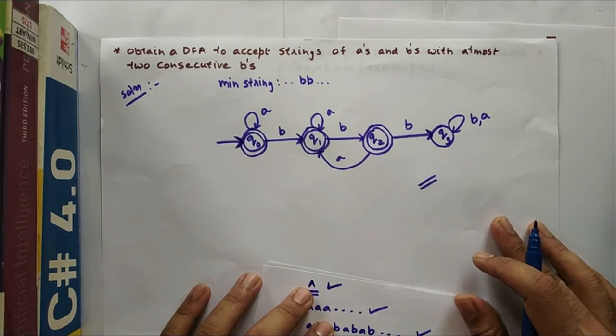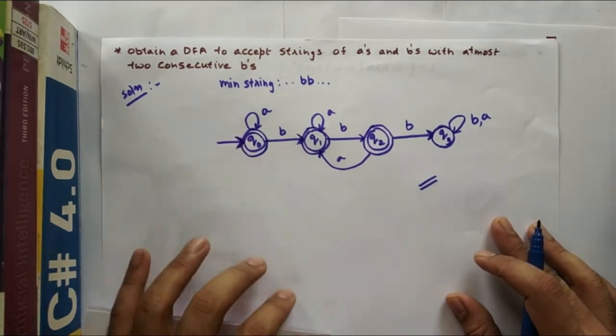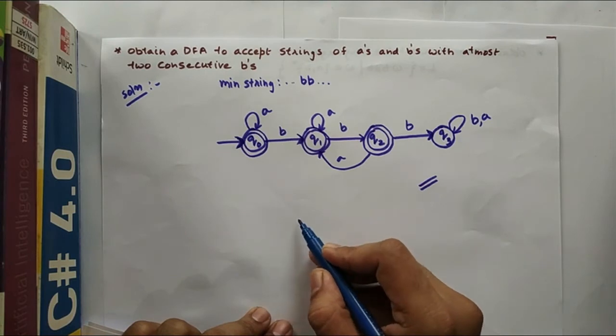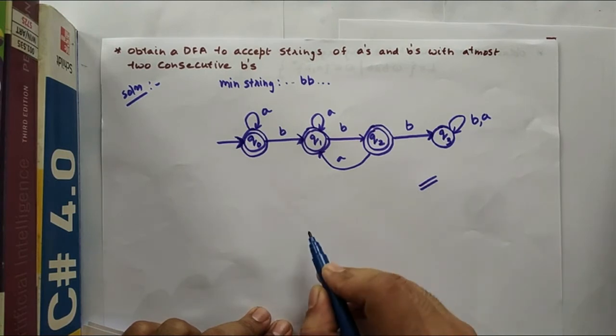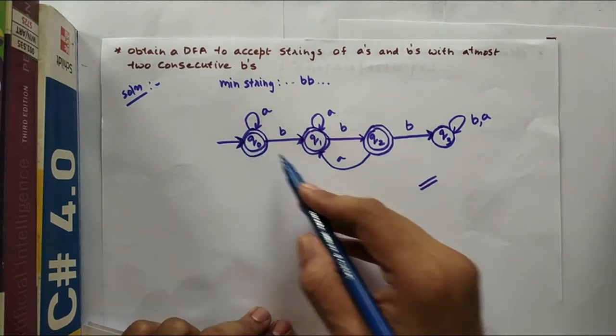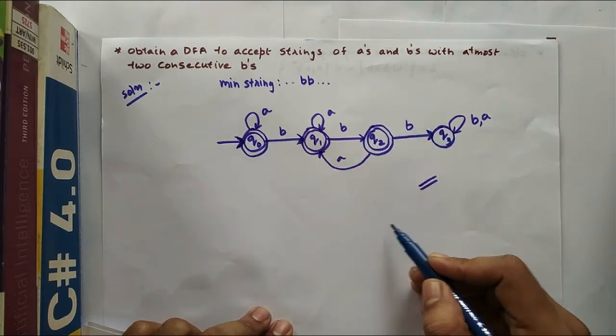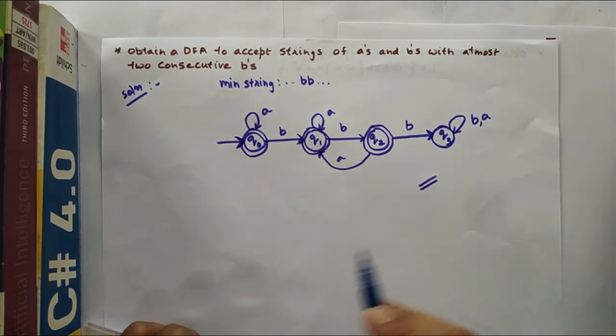Okay, so I would advise you all to write this properly again, that the required DFA M is Q, sigma. So in place of Q you write the states, in place of sigma you write A comma B, Q naught, and so on, and also draw the transition table.